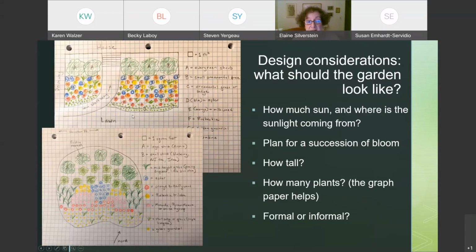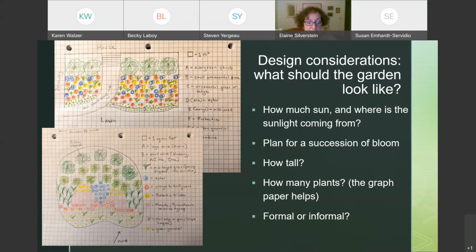If you're going to design a garden like this, which is the foundation planting in front of the house, it's only going to be looked at this way. So that's a very big difference. How many plants? I find that graph paper is extremely helpful in figuring out how many plants you need, because basically each square is 1 square foot. And for most perennials, grasses, and ferns, that translates into 1 plant.